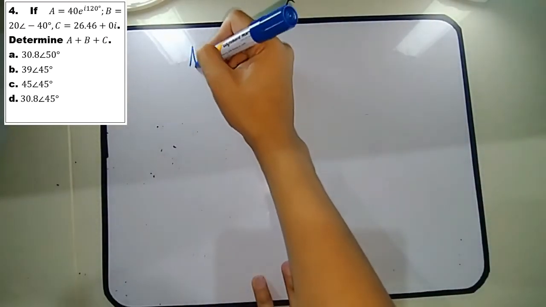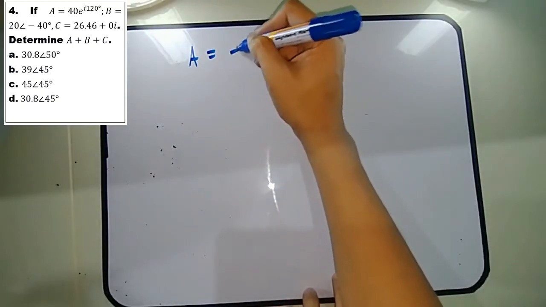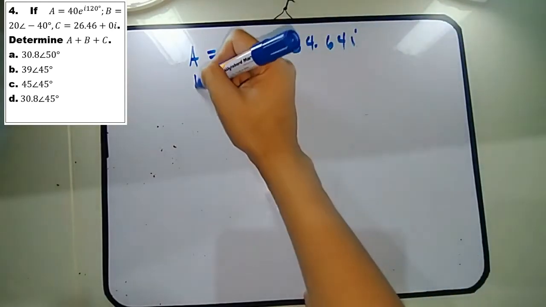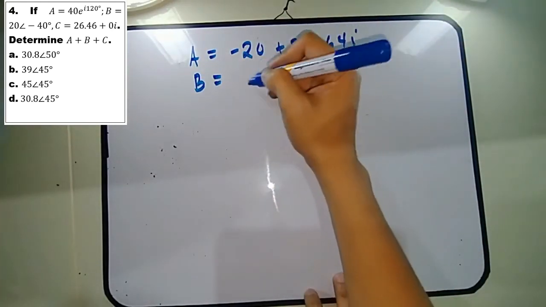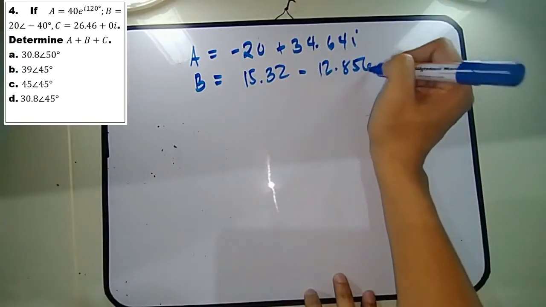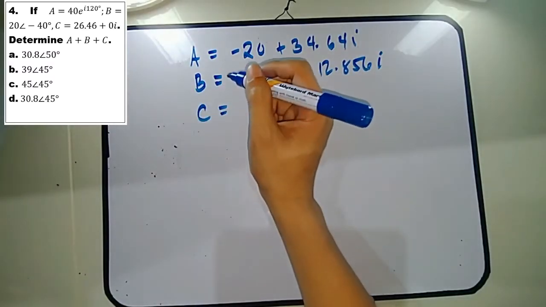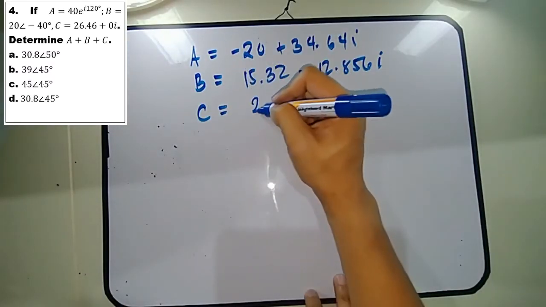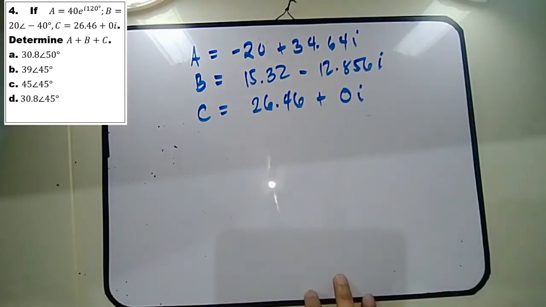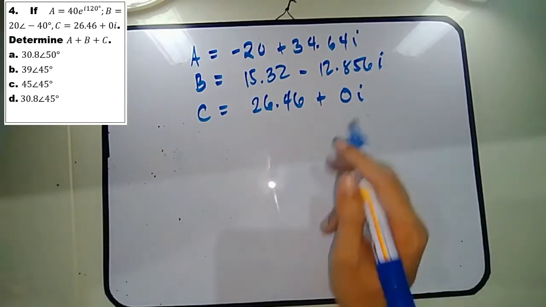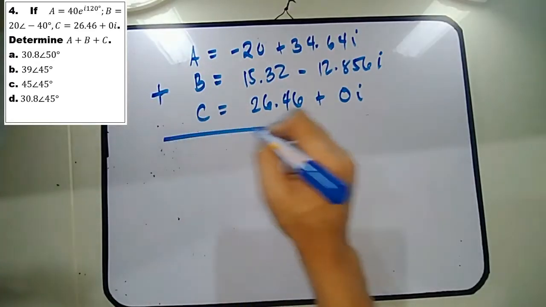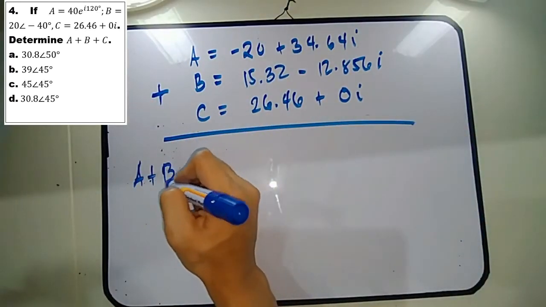So, since A is equal to negative 20 plus 34.64i, B is equal to 15.32 minus 12.856i. Then C, given natin is 26.46 plus 0i. So therefore, ang C natin, guys, is just a real number. Wala siyang imaginary part. So A plus B plus C. So i-add natin, guys, lahat. So this is A plus B plus C.